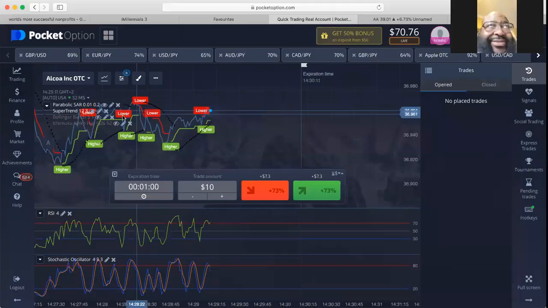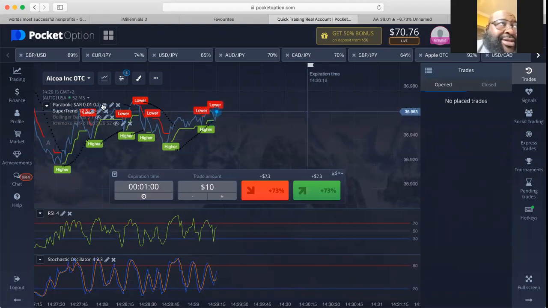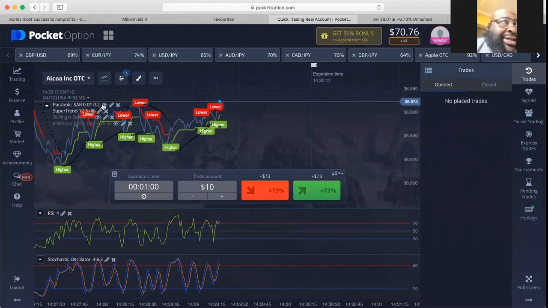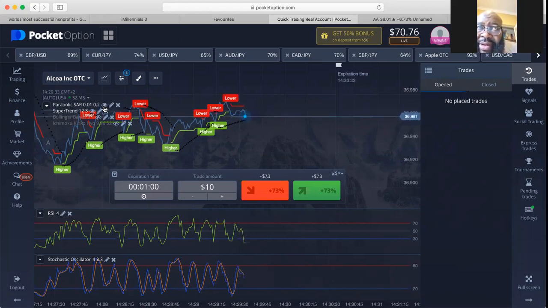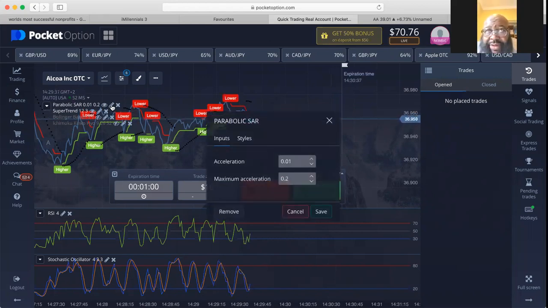All right. So we just put the parabolic SAR. Do you see a parabolic SAR? I see the little sign for it there. You see the sign for it there, right? Yeah, I see it off to the right, up under it says Auto USA. Right up under it, it has the parabolic SAR. What I want you to do is click on the pencil. Okay, I clicked on the pencil.